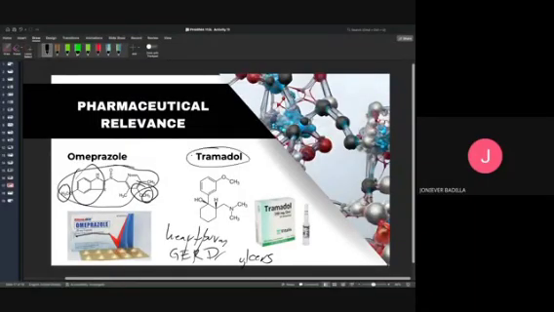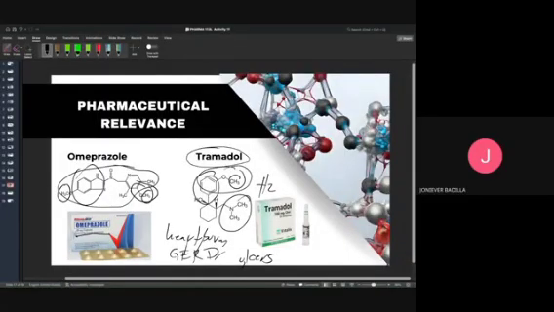Next would be tramadol. As for your tramadol, this is your ether part. Regarding your tramadol, notice we have the attachment of your phenyl. That's why if you consider your tramadol, it is a derivative of your phenyl propylamine. Amine because we have again your NCH3, meaning all hydrogen atoms were substituted.